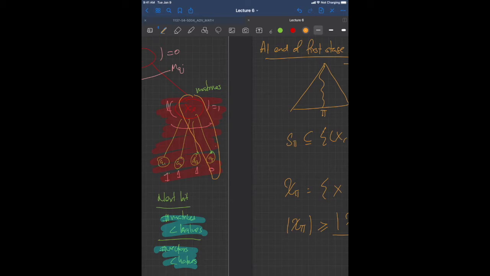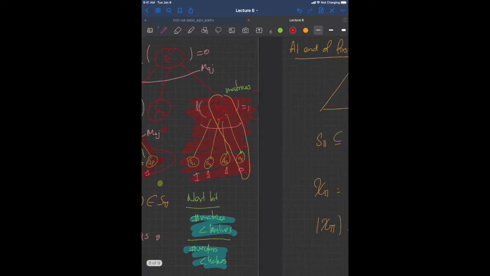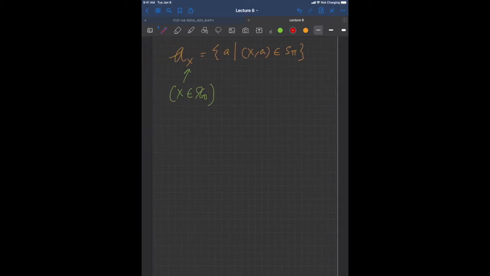If you remember the tree picture, this is X. Here this set is A of X1. So the set of vectors associated with X1 is curly A X1, and the set of matrices on this layer is X pi. Okay, just some notation. So what is the other condition?